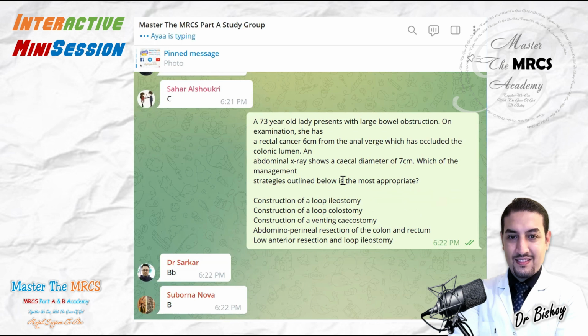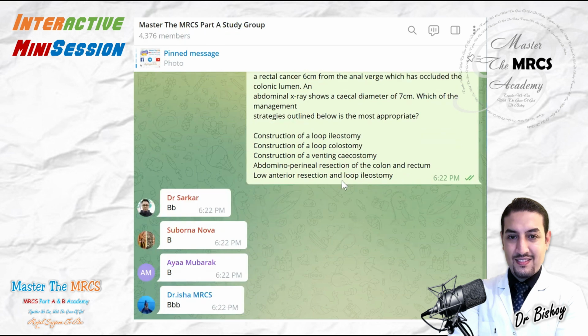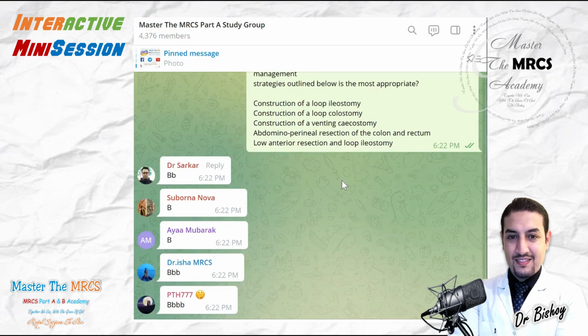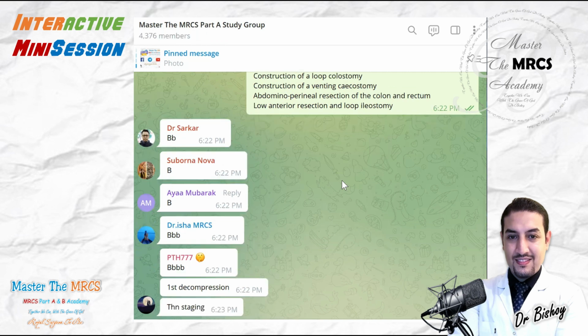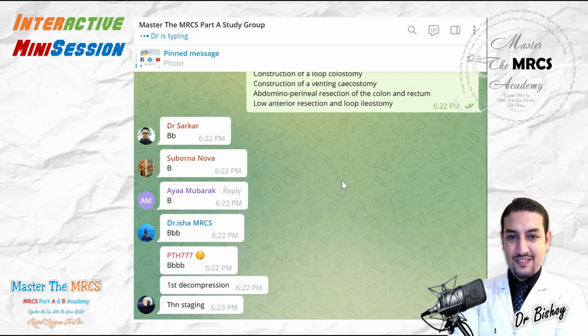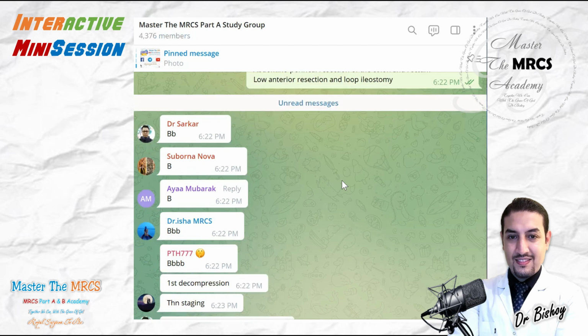If you have an old lady with a large bowel obstruction, and on examination, she has a rectal cancer 6 centimeters from the anal verge, which has occluded the colonic lumen, and abdominal x-ray shows a cecal diameter of 7 centimeters. What is the management? What do you do? Loop colostomy. Why loop colostomy in this patient? Large bowel obstruction. Exactly. The sun must not rise upon any large bowel obstruction. You have to keep this in mind. So the fastest thing you can do for this patient is to do a decompression. And the fastest decompression will be done by a loop colostomy.